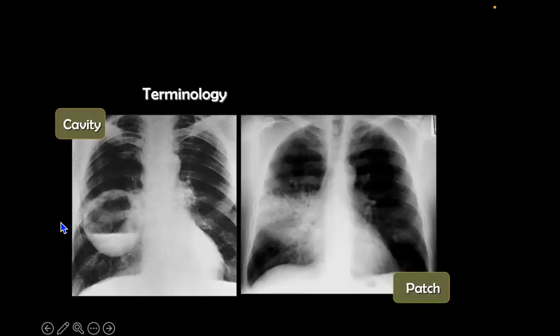A cavity is a cavity, as we all know. You can have a cavity like this, and you can have an evolving cavity. This is a cavity containing gas and fluid, and this is an air fluid level. Again, here we have a patch. This word was very famous during the era of COVID-19 because COVID-19 gives you patchy ground glass opacities. So this is a patch.